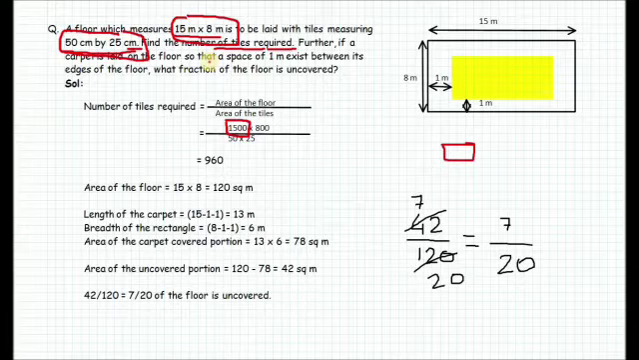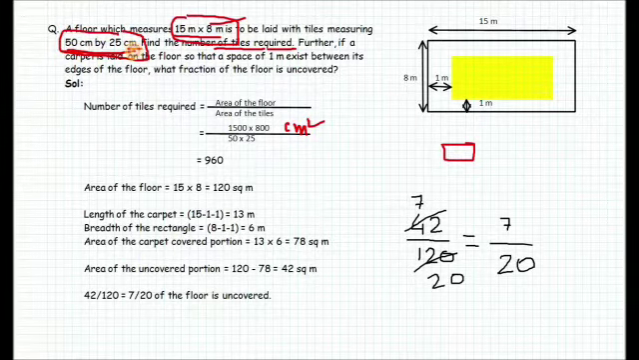Sorry. 1 meter is equal to 100 centimeter, right? 1 meter is equal to 100 centimeter. So 15 meter will be what? 1500 centimeter. Similarly, 8 meter will be what? 800 centimeter. Now this unit area of this section is in the unit of square centimeter.